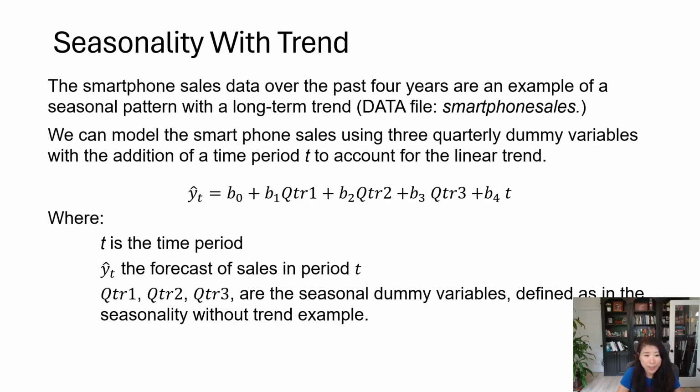In this video, we will look at data that shows not only seasonality, but also a trend. When we recognize the time series pattern in the smartphone sales data set, we first see an upward trend, but also seasonality. It seems the first 2 quarters have slow sales, but the last 2 quarters have fast sales.